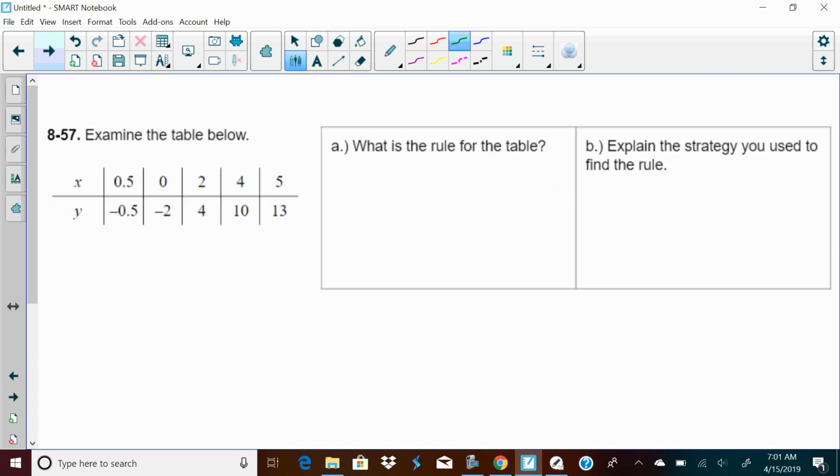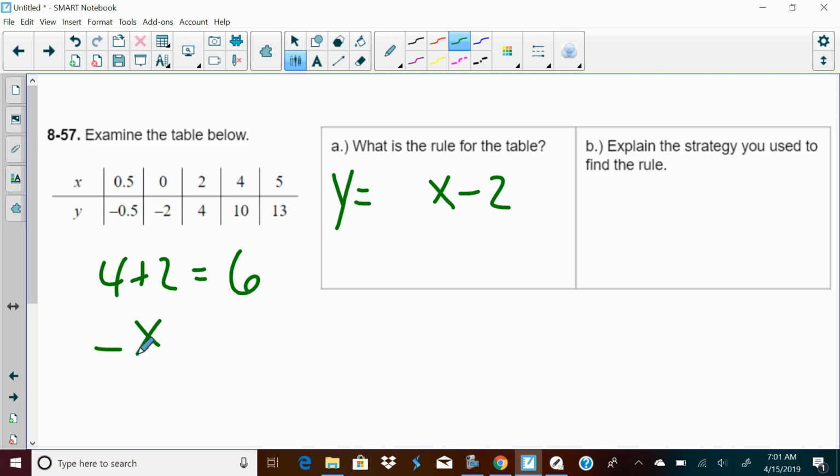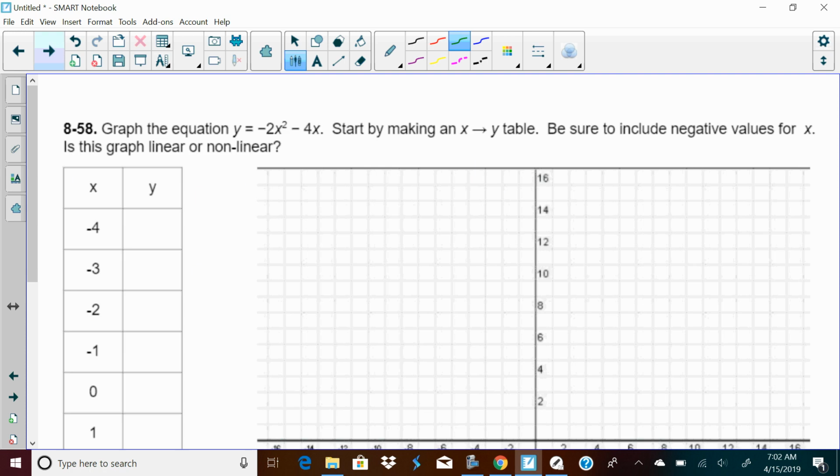Problem 57, examine the table. What's the rule for the table? So I started out with y equals, and I know it's going to be -2. So I know I'm going to have x minus 2 because of 0 and -2. So then I looked at the 4. If I work backwards and add 2 to 4, so 4 plus 2 equals 6, and think what number times 2 will equal 6, I get 3. So let's see if it's 3x. So then I double check with the 4. 3 times 4 is 12, minus 2 is 10. 5 times 3 is 15, minus 2 is 13. So then you can explain it based on what I just said.